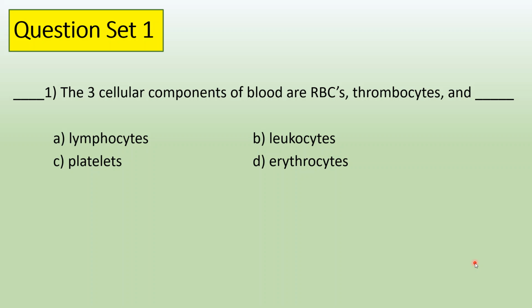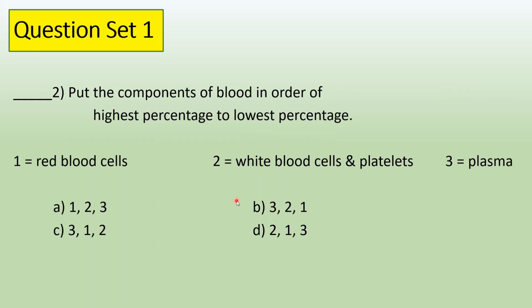Okay, the 3 cellular components of blood are red blood cells, erythrocytes, thrombocytes, also known as platelets, and white blood cells, and that would be B, leukocytes. I'll give you a second for question number 2 in this set.